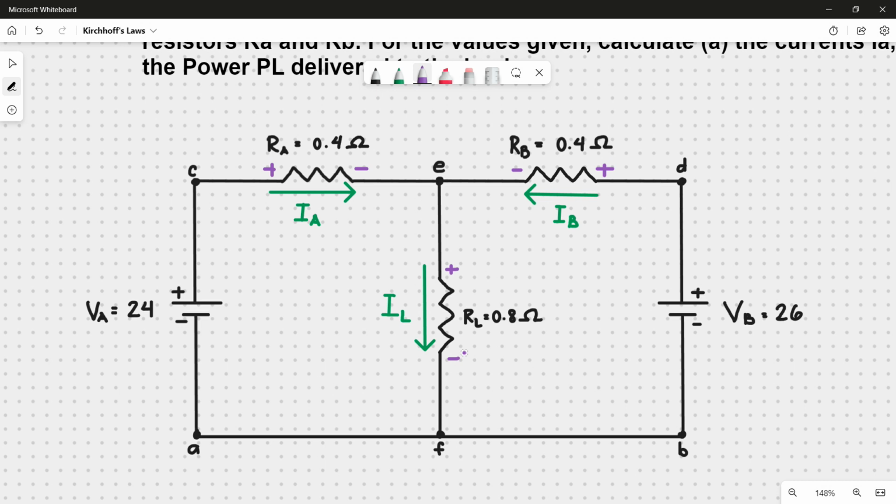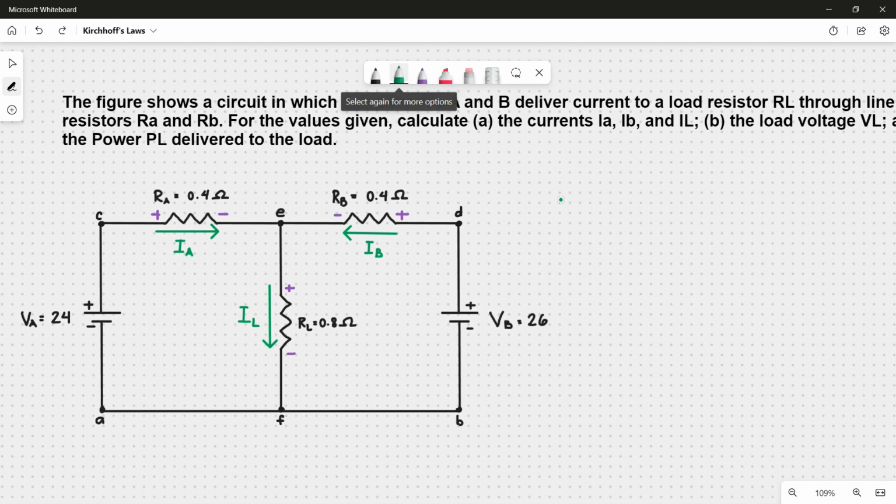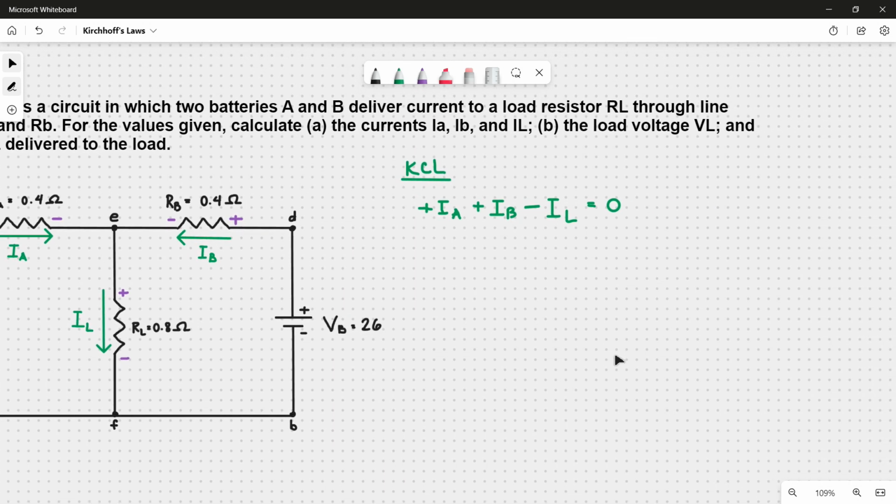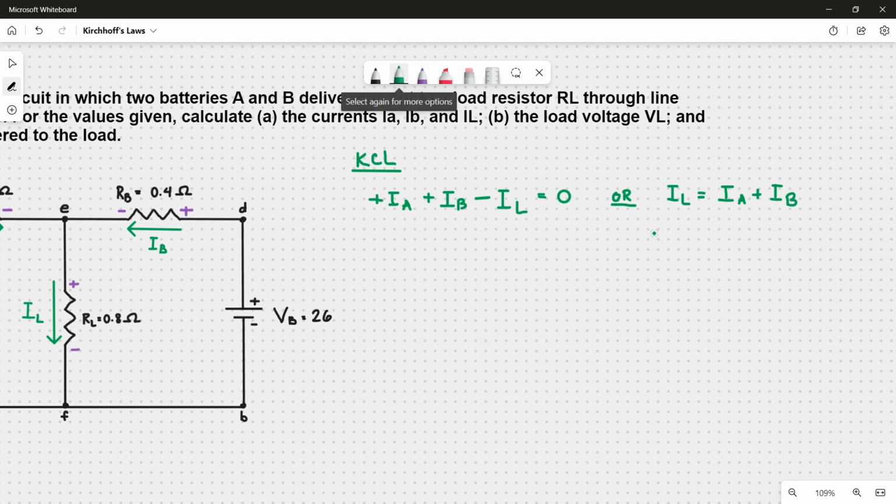Alright, since now we have written the sign conventions, the next thing we are going to do is to identify the node we are going to work on, and also how many unknown variables we are going to find so that we can write our first equation. If we look closely at node E, we can notice that there are three currents involved, so we are going to use this. Remember that current entering is positive, current leaving is negative. So we write positive IA, positive IB, and negative IL all equal to 0. Or we can rewrite this as IL is equal to IA plus IB. So we have three unknown variables, therefore we need to also have three equations, and congratulations, this one is already counted as 1.